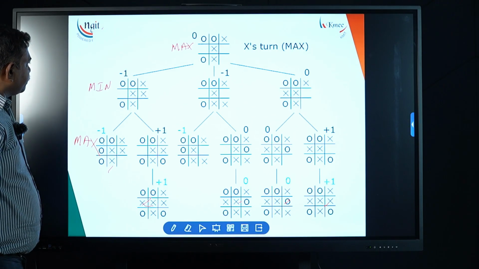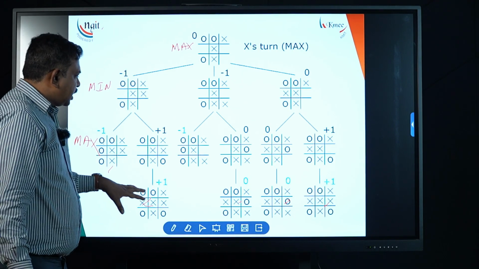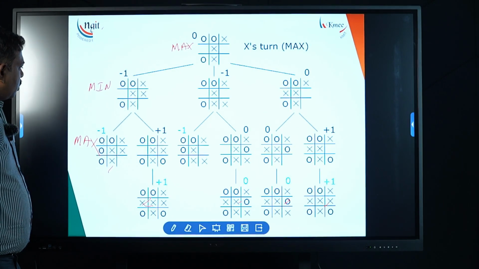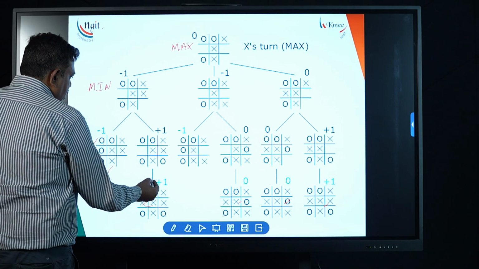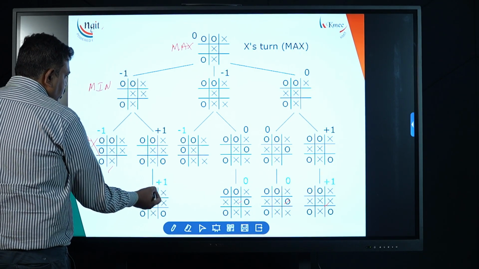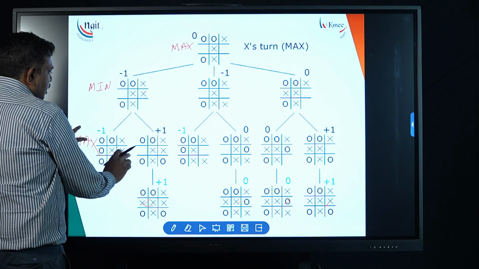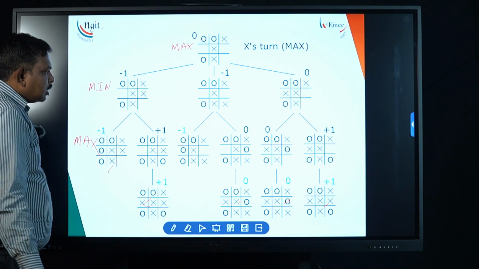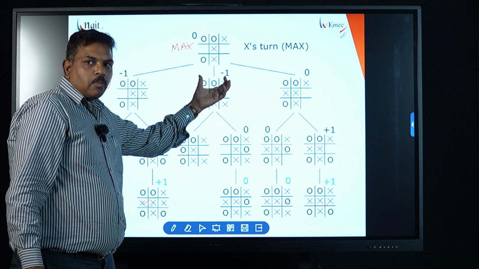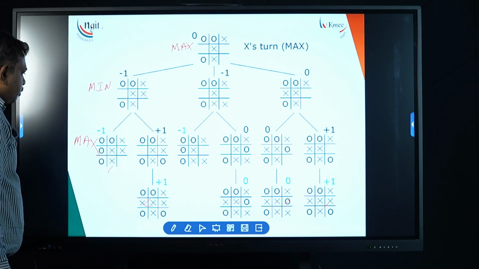What we do here, first after assigning these scores at the leaves, we go slowly. Now in this child, this is the terminal node. What is the value? Positive. Max takes the maximum value of its children. Suppose min takes the minimum value of its children.